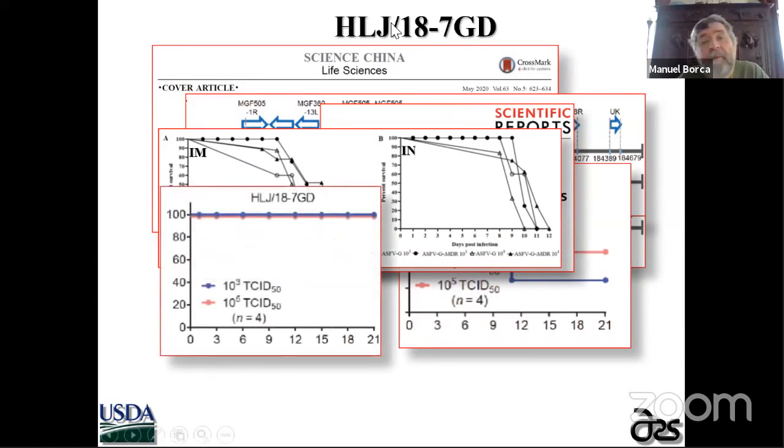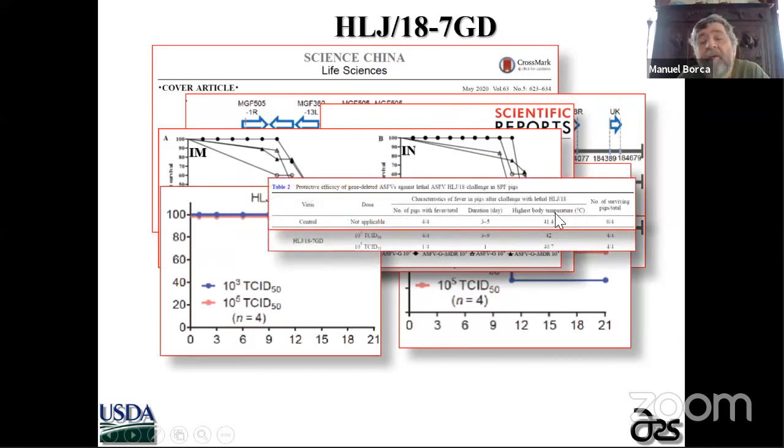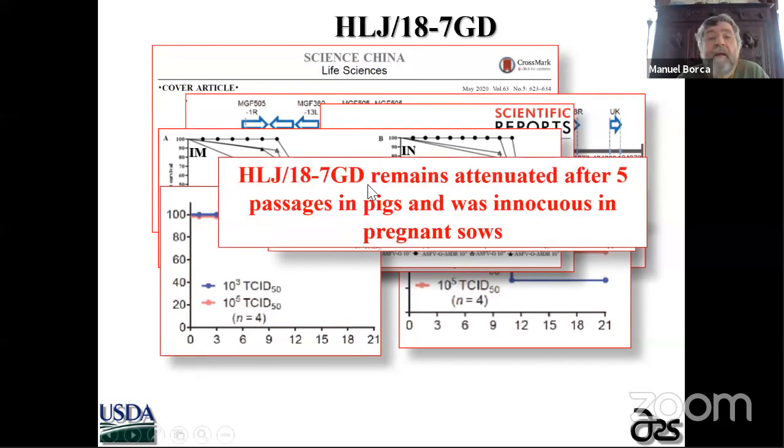So going back to the 7GD virus, they showed, of course, that it was completely attenuated when they put it in pigs. And interestingly, the animals were still protected when challenged with the virulent virus. More interesting is that the 7GD virus remained attenuated after the 5 passages in pigs, where the 6GD failed, and also, importantly, it was innocuous when inoculated in pregnant sows. And I believe that this virus is now being used in a larger study, including much bigger numbers of pigs. So I think it will be very interesting to know the status of those results once they are published.